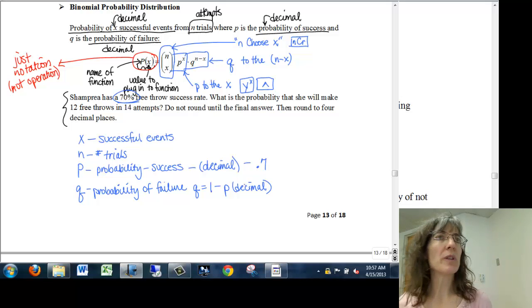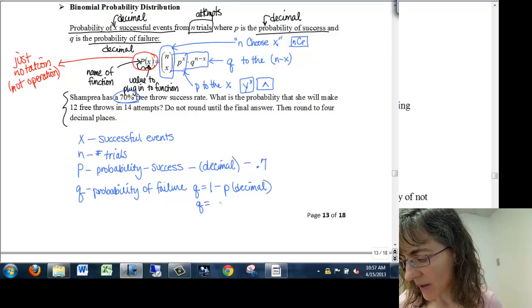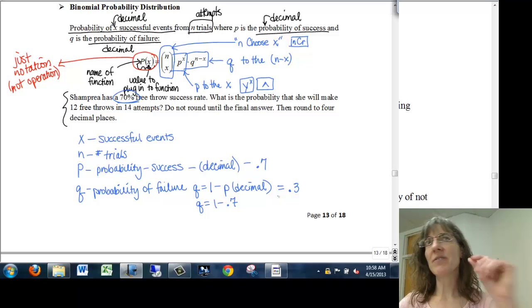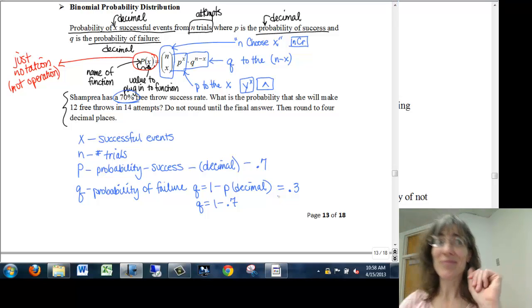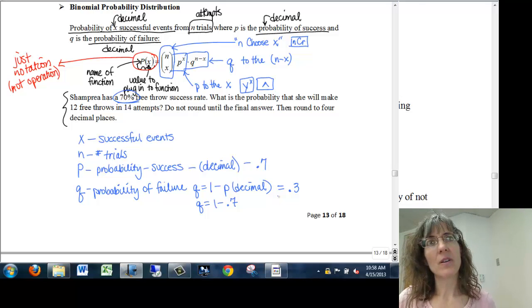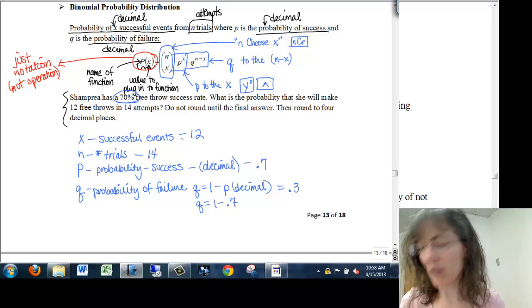What is the probability of failure for her then? I heard some of you saying it earlier. 0.3, and we get that by 1 minus 0.7, and so we get 0.3. That's the probability of her failing, if we wanted to be negative about it and think, oh, she fails 30% of the time. Right? That's what we're saying. Okay. What else do we know now? N is 14, the number of times she's going to try or make an attempt. And that would make X the 12.